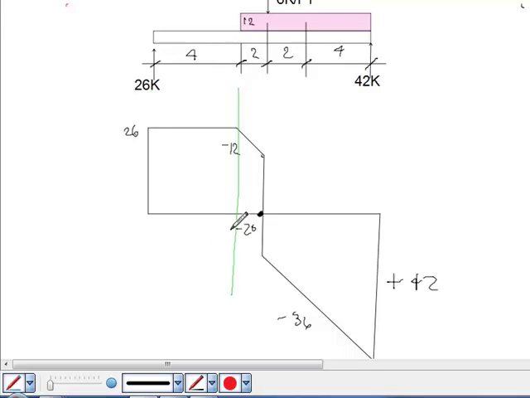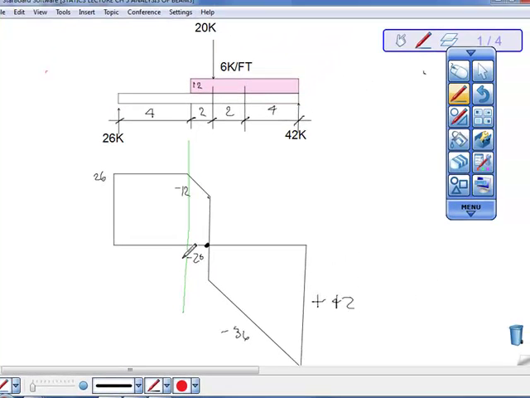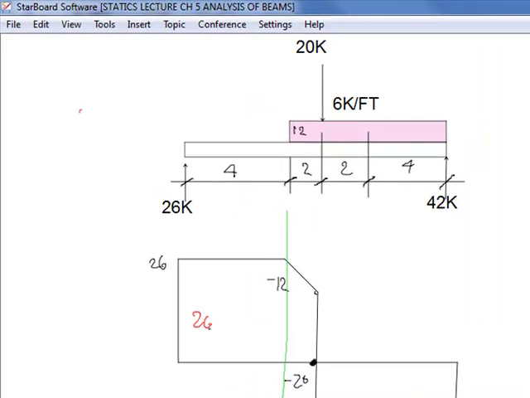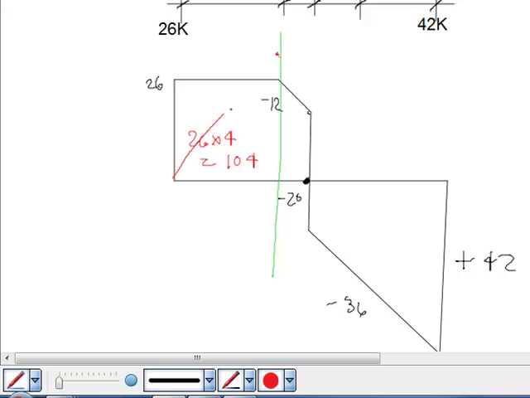Back to our moment diagram. For this first section, it's going to be equal to the 26 times 4, this area here, which equals 104. So you're going to go up in a straight line. You measure up to 104, wherever that might be, and that's going to be a straight line. That's 104.